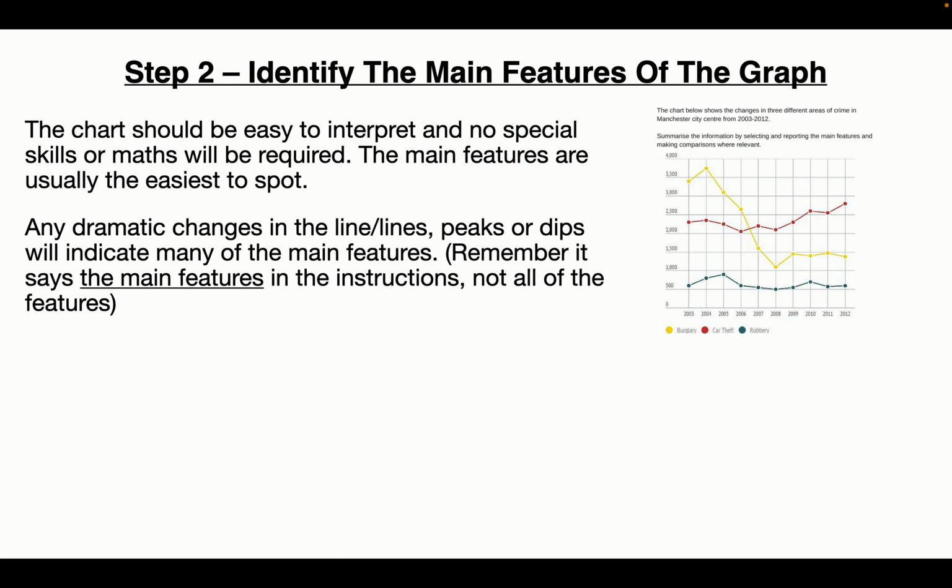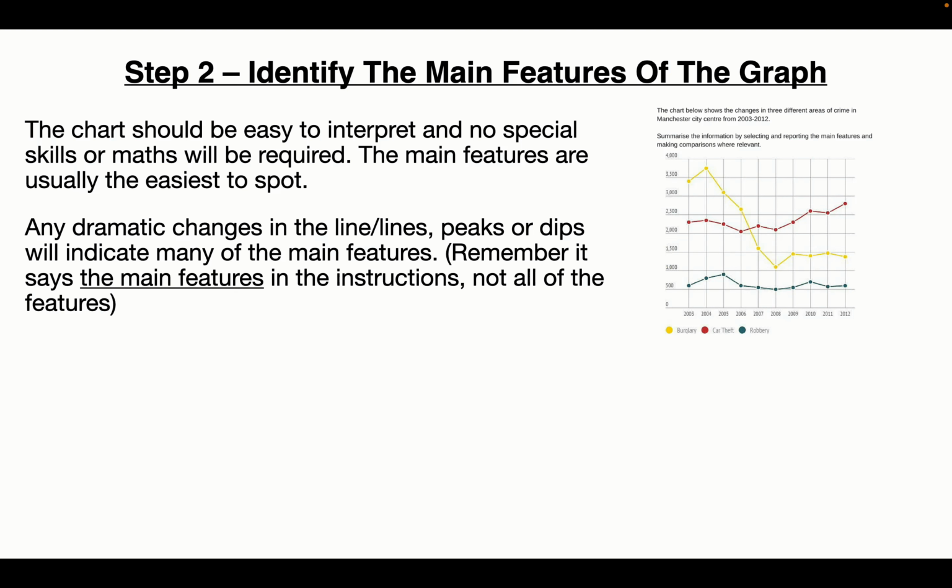How are we going to do this? Well, it should be very easy to interpret, and no special skills or maths will be required. The main features are usually the easiest to spot. Any dramatic changes in the line or lines, peaks or dips will indicate many of the main features. So remember, it says the main features in the instructions, not all features. So you don't have to talk about everything, you just have to talk about the main things.